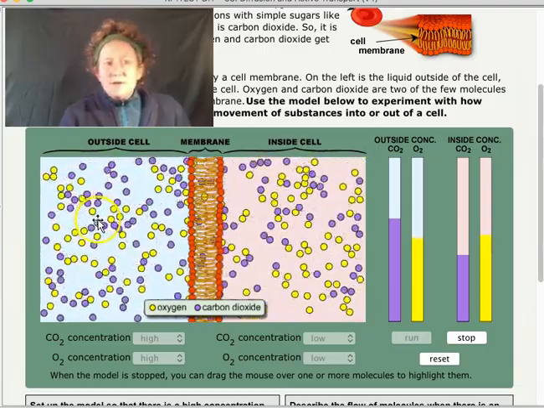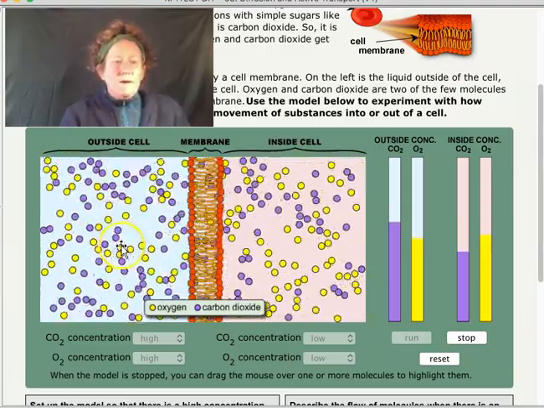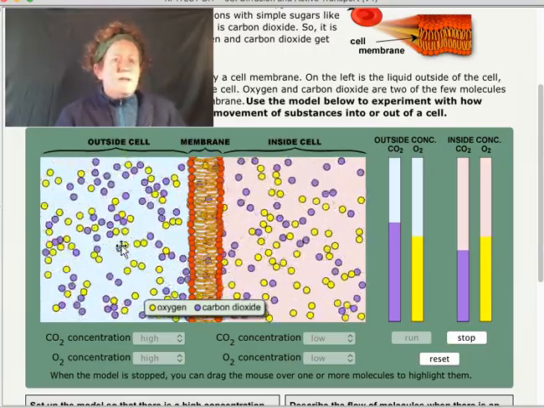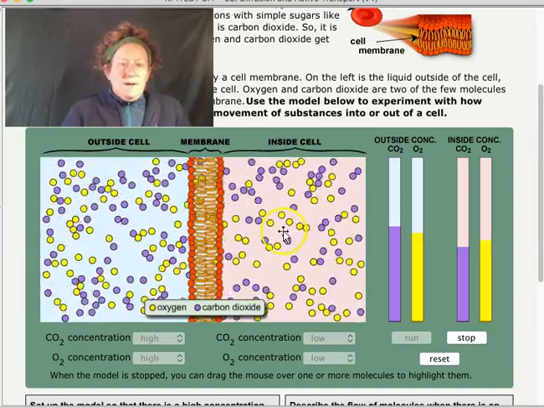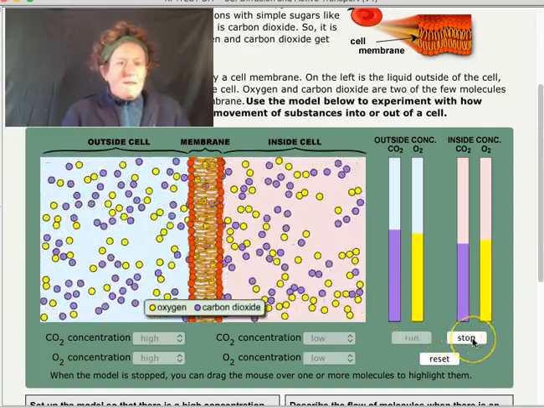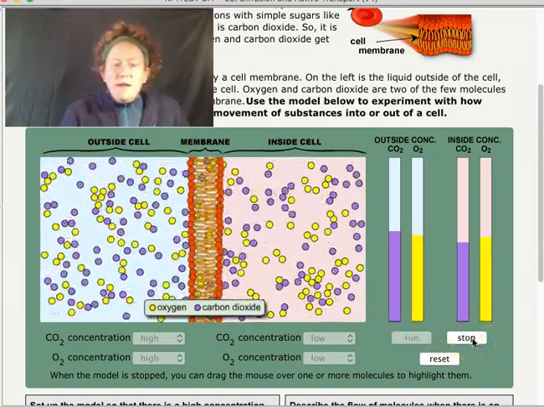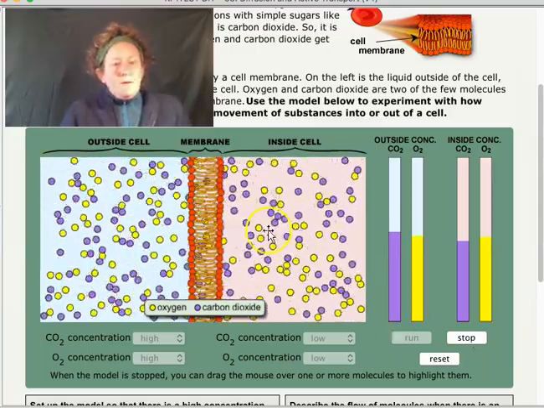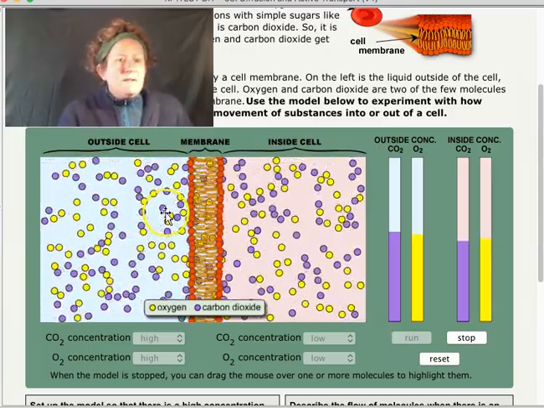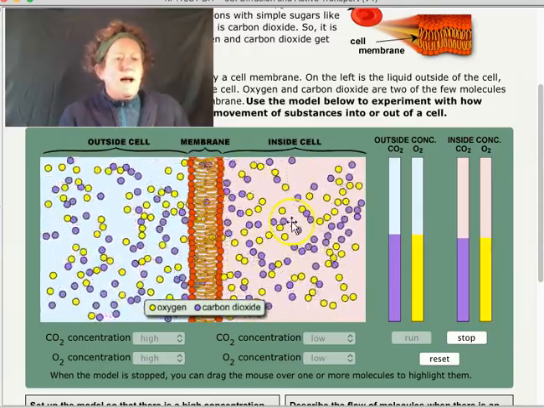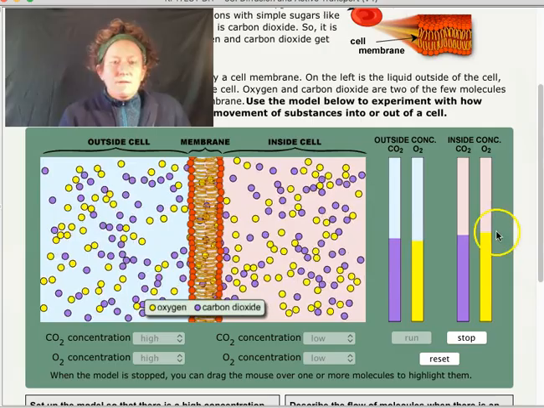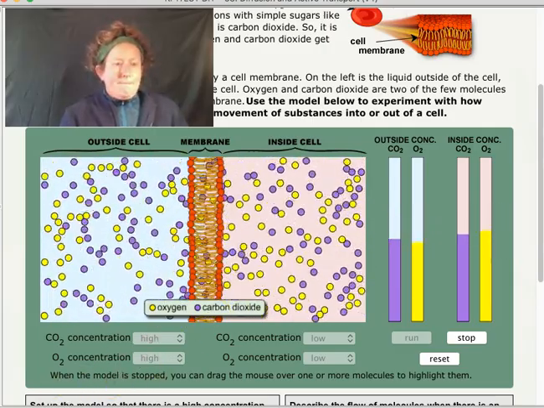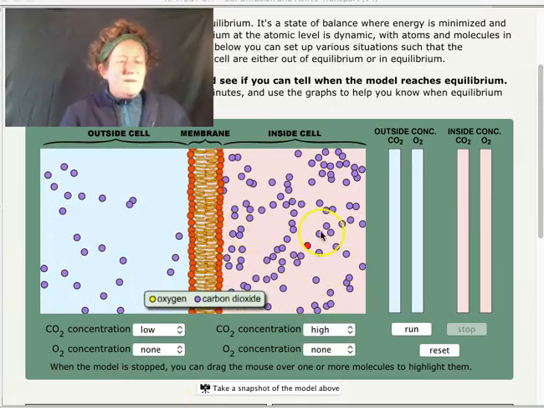Because concentration, again, always goes from high to low. Nature always wants everything to be even, so things will try to even out across the cell membrane. And that's how diffusion works in the cell. So remember, molecules, if they can diffuse across the cell membrane, they'll diffuse from high concentration to low concentration to even everything out.